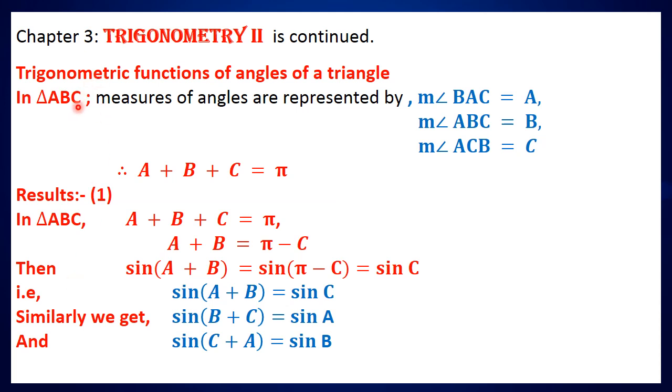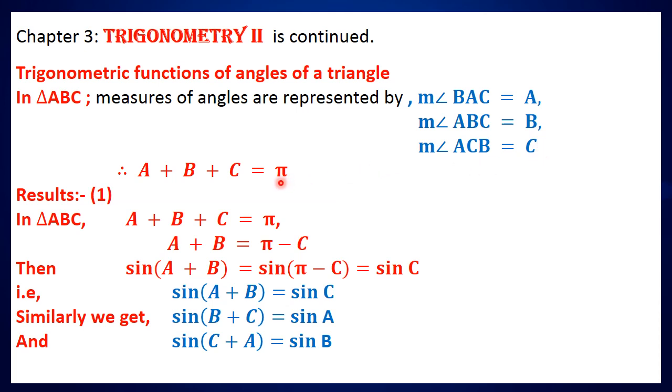We know in triangle ABC, the measures of the three angles, that is measure of angle BAC, measure of angle ABC and measure of angle ACB, can be represented this way by using the middle letters. Measure of angle BAC is represented by A, measure of angle ABC is represented by B and measure of angle ACB is represented by C. Then we know adding all these three angles we get pi, that is 180 degrees.